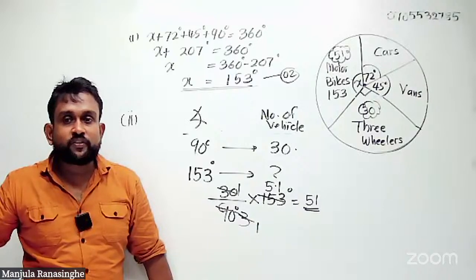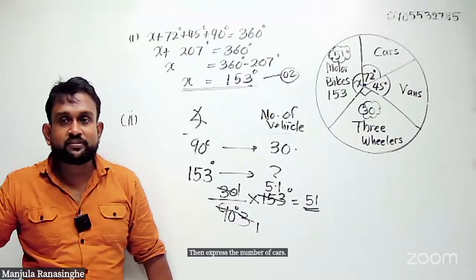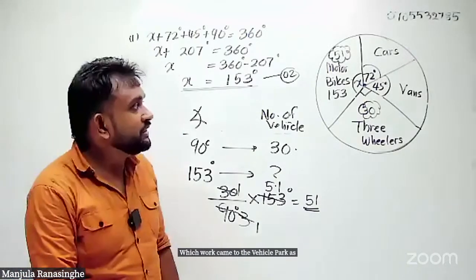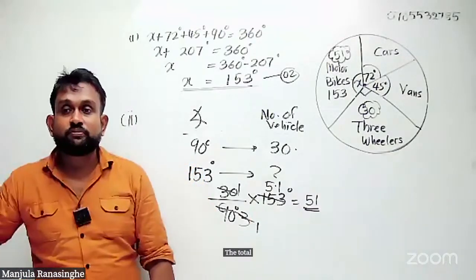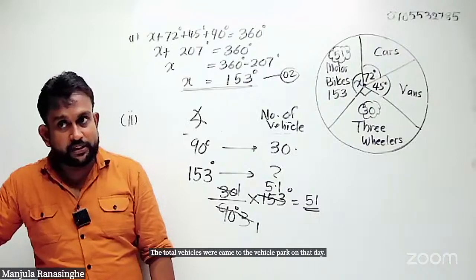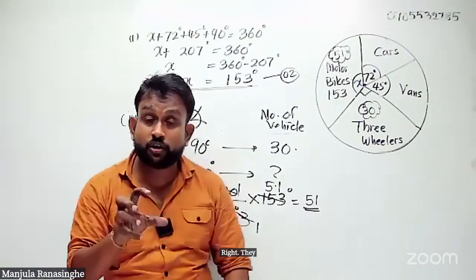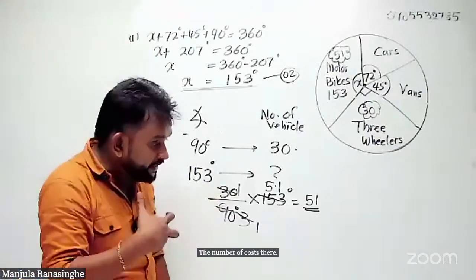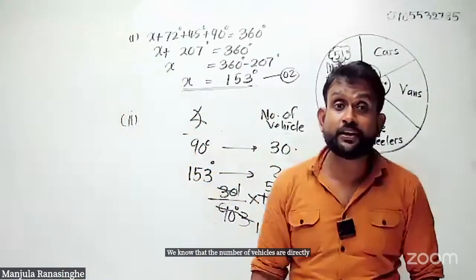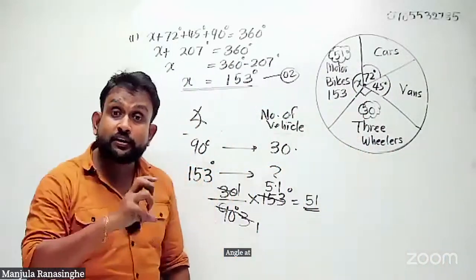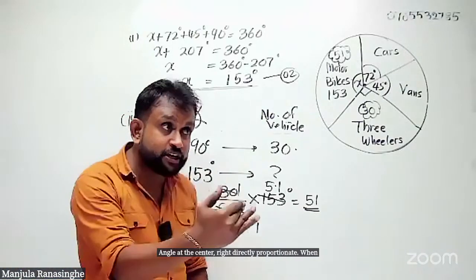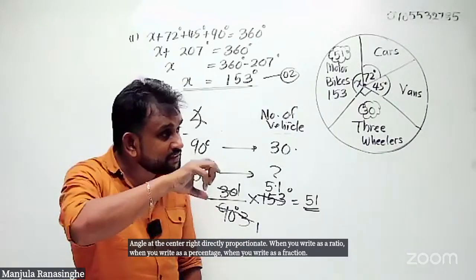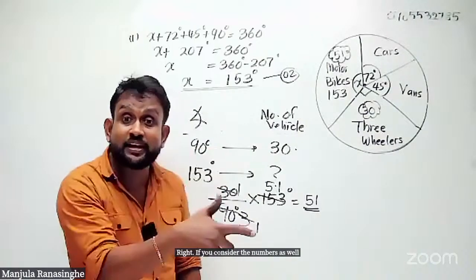Then express the number of cars which came to the vehicle park as a fraction of the total vehicles that came to the vehicle park on that day. They are asking for the number of cars as a fraction of the total vehicles. So we know that the number of vehicles is directly proportionate to the angle at the center. Whether you write it as a ratio, a percentage, or a fraction, if you consider the numbers as well as the angles, the same answer is given.